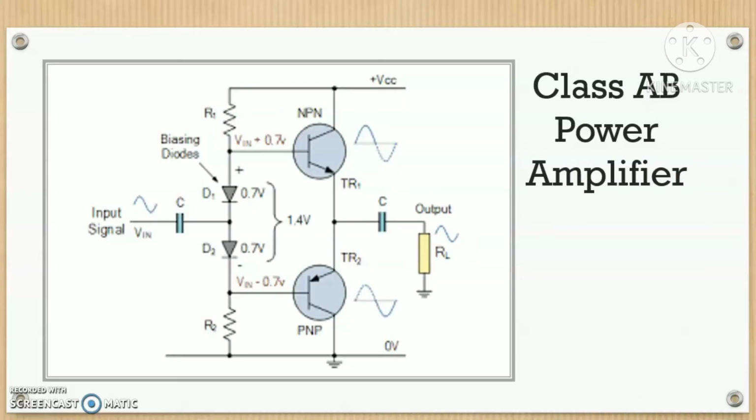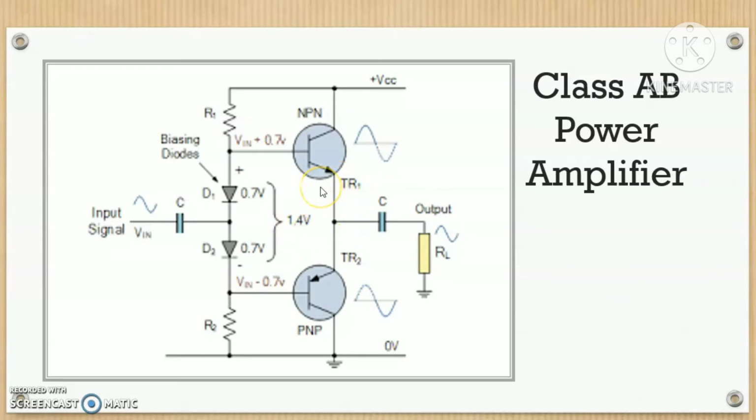So next we will see how this circuit, if it is mounted on a breadboard, how we can observe the crossover distortion on a CRO.